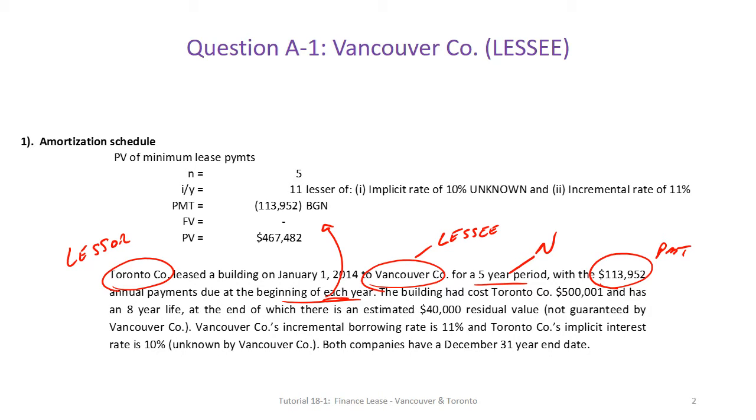The building has a cost of $500,000, which is the PV in our calculation, but that is used by the lessor to calculate the payment. There's also a $400,000 residual, which would represent the future value. It's unguaranteed. And finally, the incremental borrowing rate is 11%. So that's the discount rate, the I/Y we're going to use.